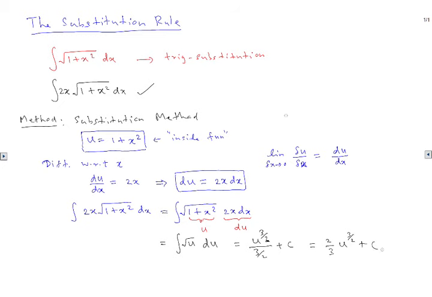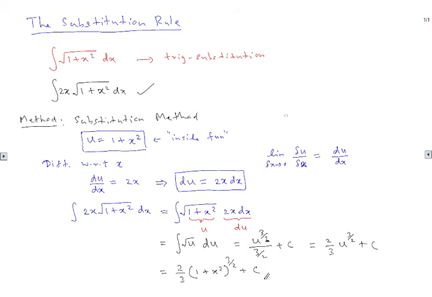Now you cannot leave the answer in u, because that's something you introduced. So that means you need to substitute back. So let's do that. If you substitute back, you will get 2/3, u equals 1 plus x squared. You always have to do that. You need to leave the answer in the original variable. The original variable is x. So it is to the 3/2 plus c, and that's the whole problem. So you can see that it's not difficult.